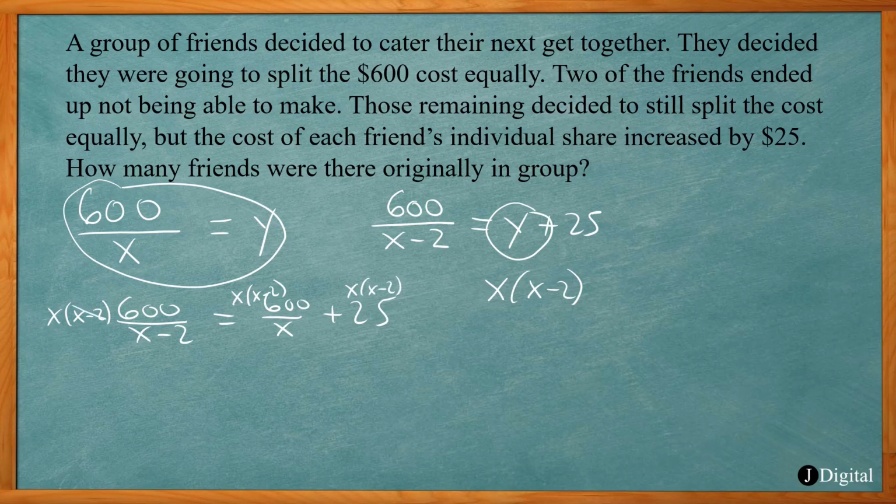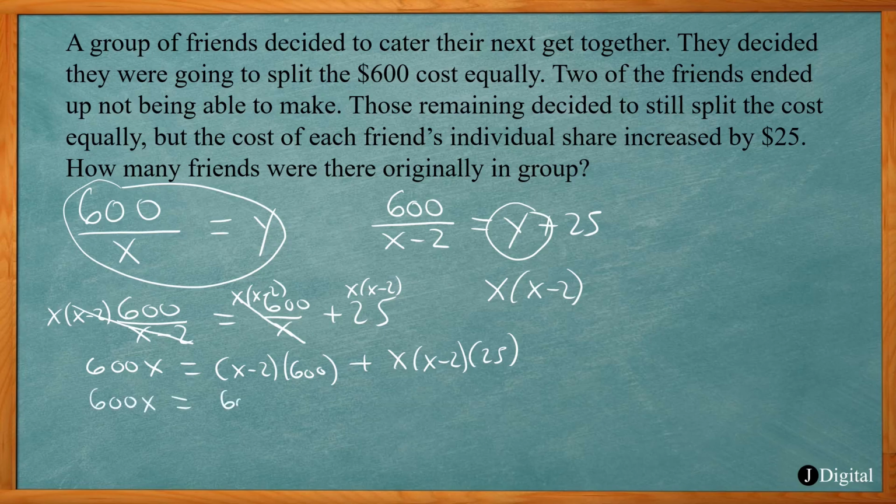This first one, x minus 2 is going to cancel out. It's going to be 600x. Over here, the x's cancel out. So that's going to be x minus 2 times 600. And over here, nothing cancels out, so just x times x minus 2 times 25. Now if I multiply this out, I get 600x is equal to 600x minus 1200 plus 25x squared minus 50x.